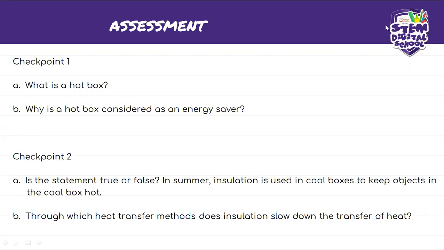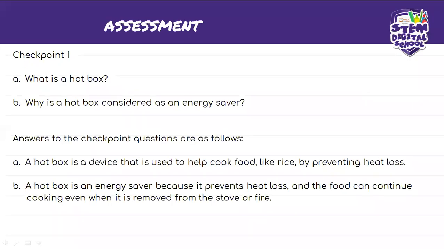All right. Okay, so let's go to the next slide. Yes, so we're saying what is a hot box? A hot box is a device that is used to help cook food like rice by preventing heat loss. Now we said B, why is a hot box considered as an energy saver?